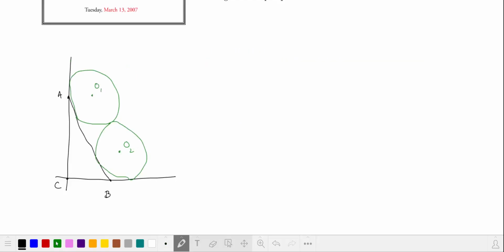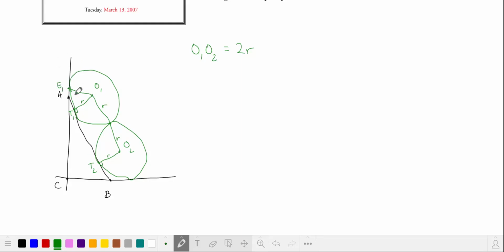I'm going to connect these centers because this segment is going to be collinear with the tangent point. So we have the distance from O1 to O2 is 2 times the common radius. And we'll draw other radii that are perpendicular to the tangent points. Since O1 and O2 are tangent to hypotenuse AB, we'll draw these radii, and we'll call these points T1 and T2. And I'll also draw this radius to the point where it's tangent to this vertical line.